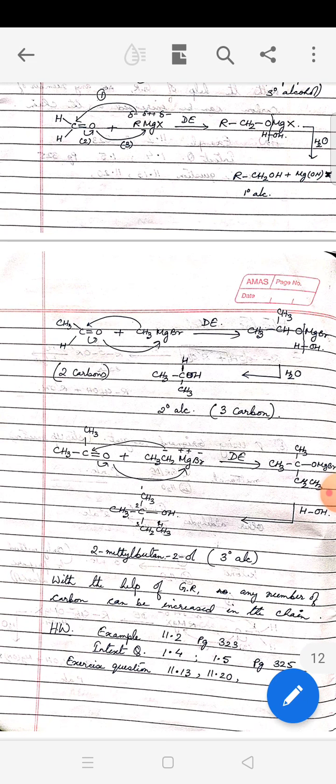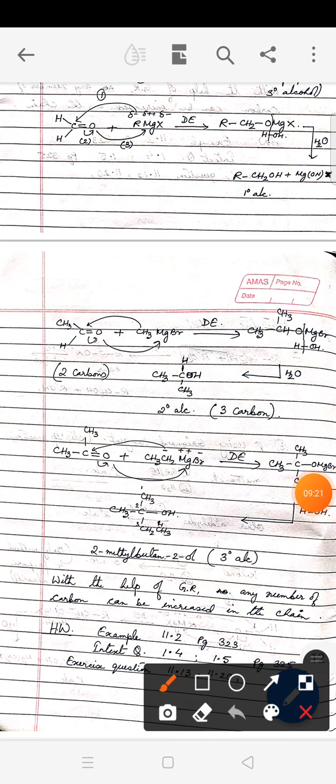Let us take another example where the aldehyde is not methanal but something else. So here we have taken ethanal, and the Grignard reagent chosen here is methyl magnesium bromide. So as you know, methyl group will be partially negative, magnesium will be partially positive, and bromide will be partially negative. So the same sequence of arrows, arrow 1, arrow 2 and arrow 3.